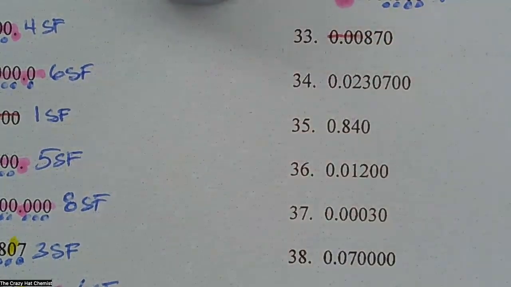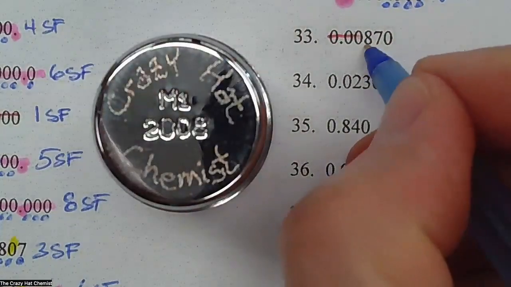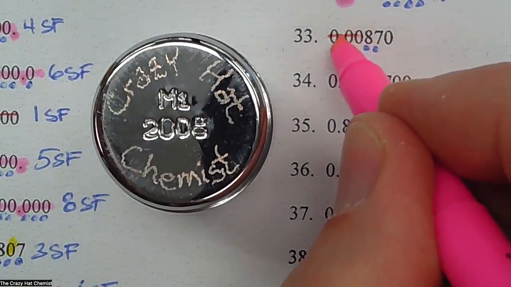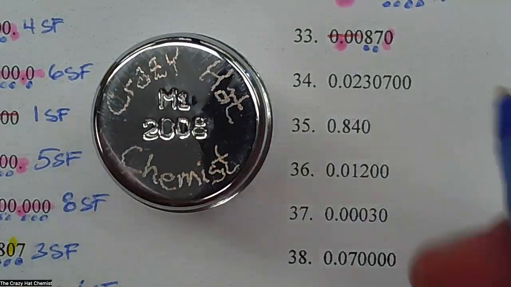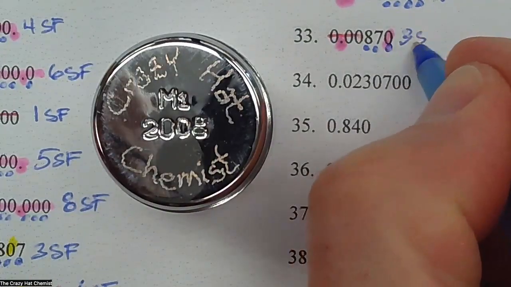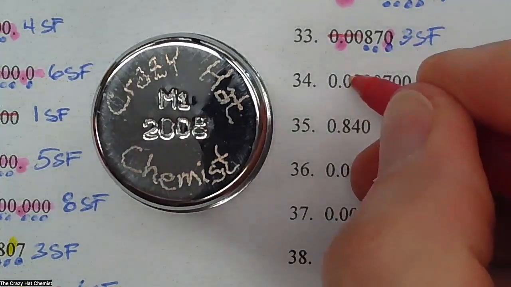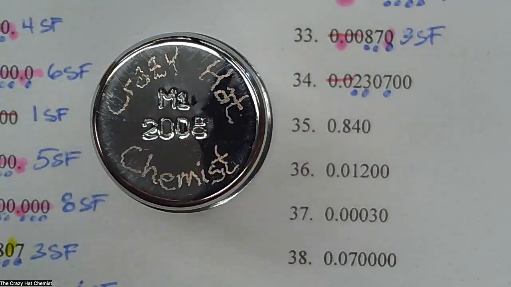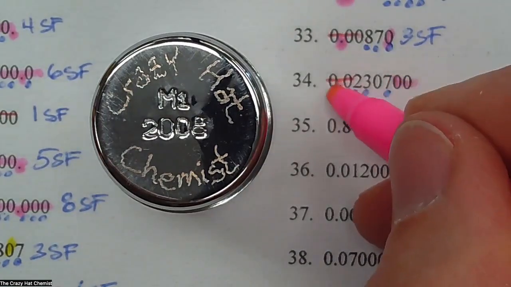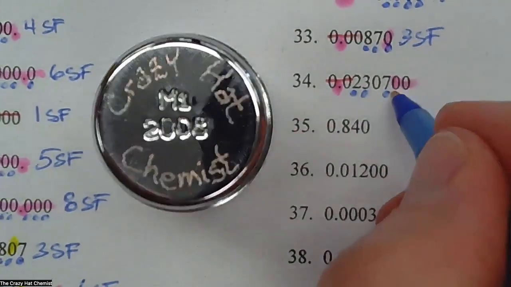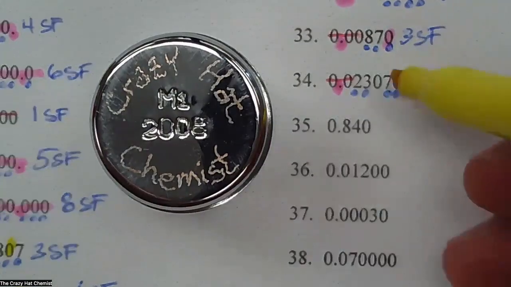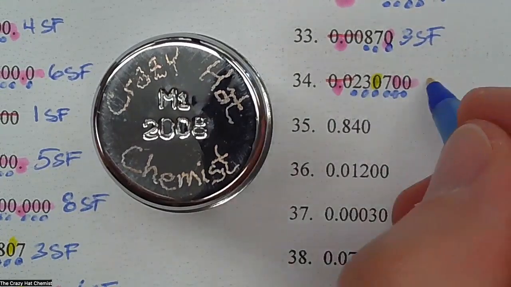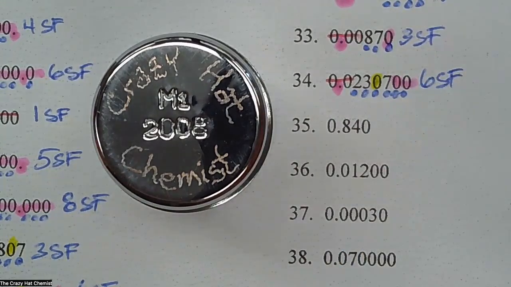Leading zeros never count. Non-zero integers always count. A decimal in the number. Trailing zeros count. So this has 3 significant figures. Leading zeros never count. Non-zero integers always count. Trailing zeros count with a decimal in the number. But wait, captive zeros, they always count. So that's 6 significant figures.